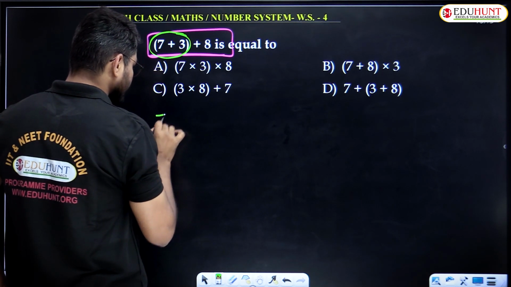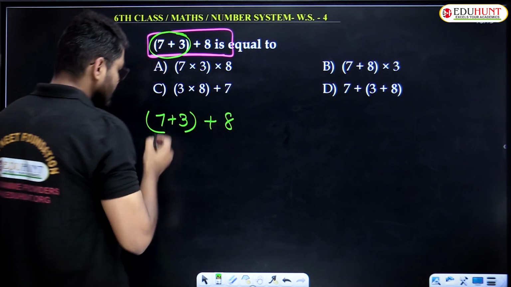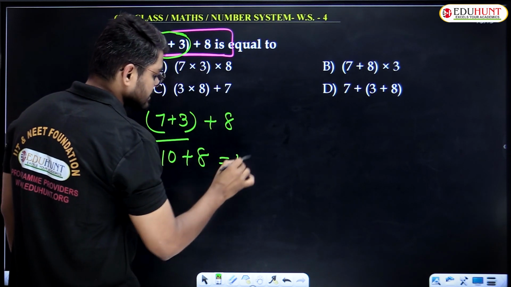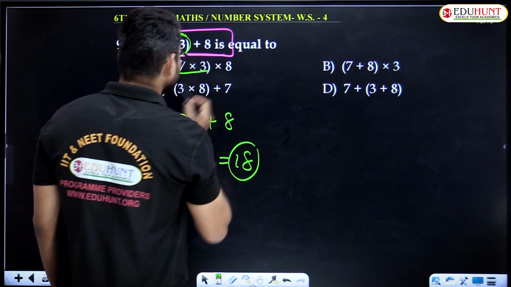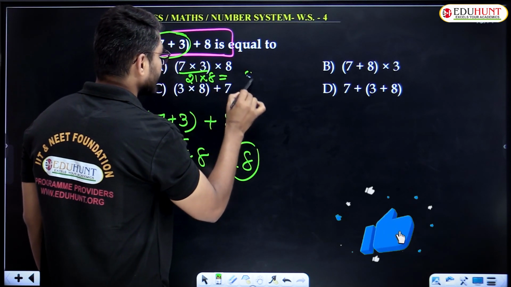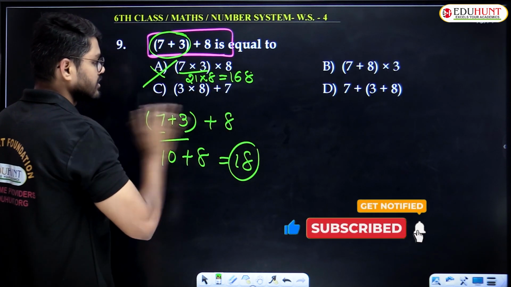7 plus 3 plus 8. 7 plus 3 is 10. 10 plus 8, the answer is 18. Okay, check the options one by one. 7 into 3, this is 21 into 8. This is 168. So option A is not correct.